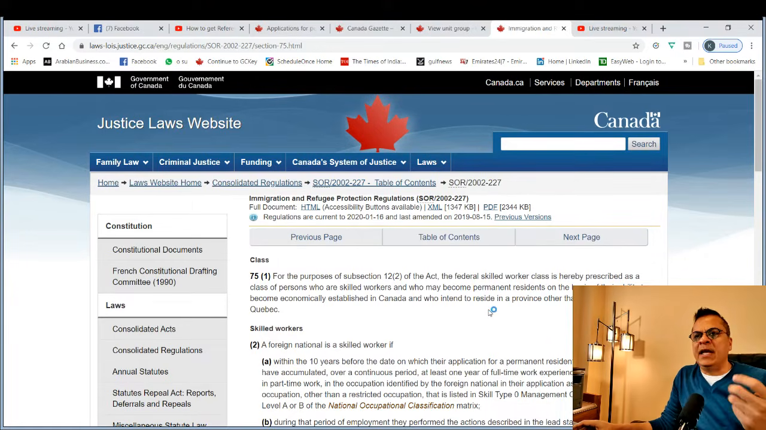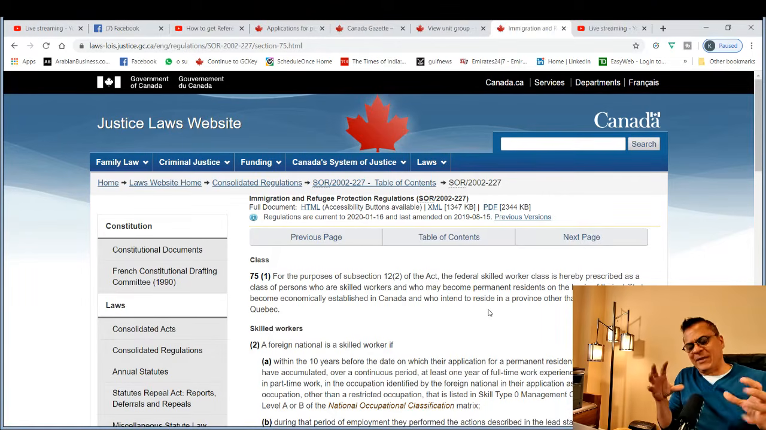Okay, so this is basically the screen that I'm talking about, and this is referring to the Canadian immigration law. Canadian immigration law is governed by the Immigration and Refugee Protection Act and then the Immigration and Refugee Protection Regulations.